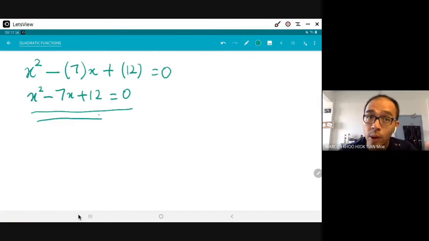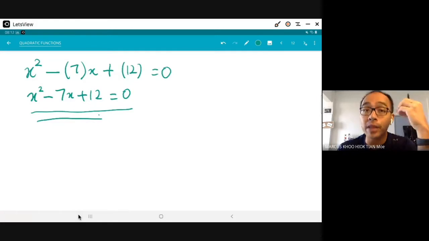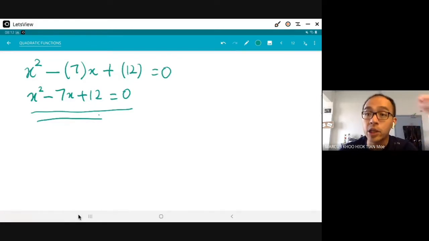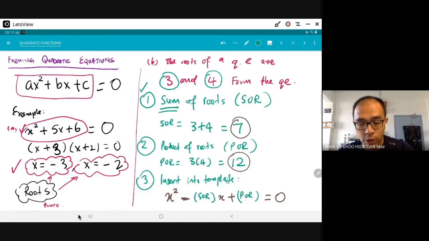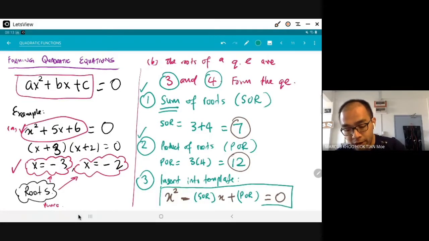So take a look at what we're doing. Sebelum ini, saya bagi kamu quadratic equation, I ask you to solve, to find the roots. Now I'm giving you the roots and I'm asking you to find the quadratic equation. How we do that is, we find the sum, we find the product, and then we put it into this template. This template very important.